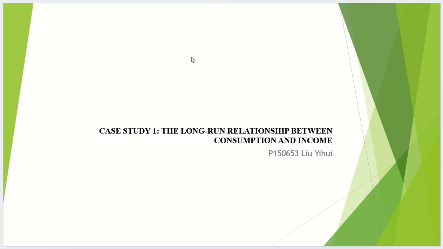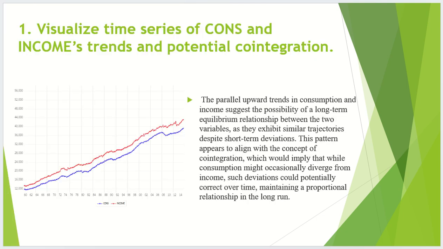Hi everyone, today I'm going to present my case study 1 for assignment 1, the long run relationship between consumption and income. The first step, we have to visualize the time series of consumption and income and check for potential co-integration. We can see in this picture the parallel upward trends in consumption and income suggest the possibility of a long-term relationship between the two variables. So we can assume that these two variables have a long-run relationship and maybe short-term deviations.